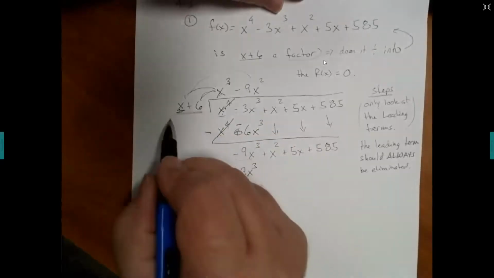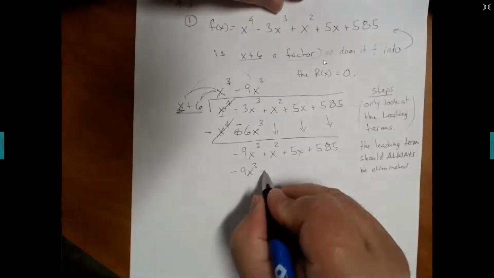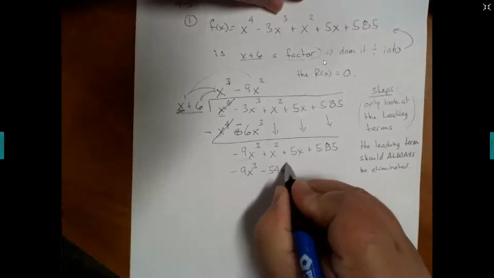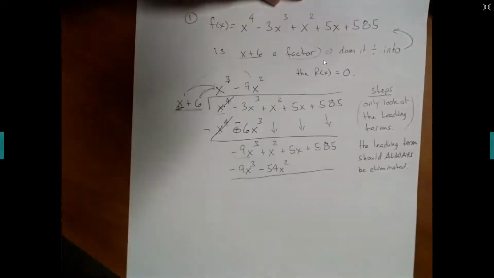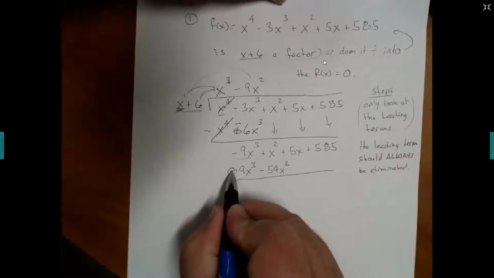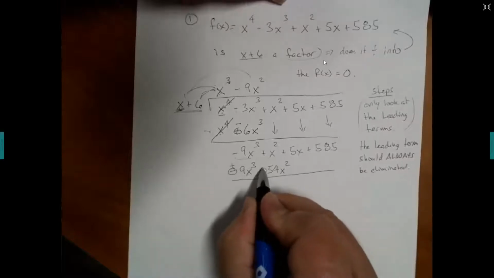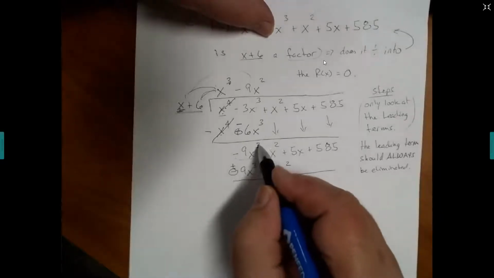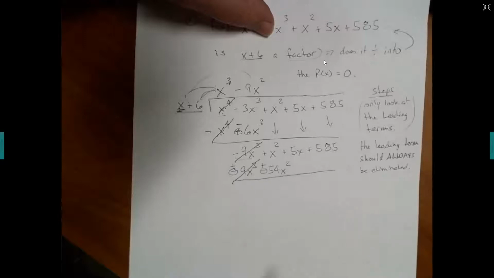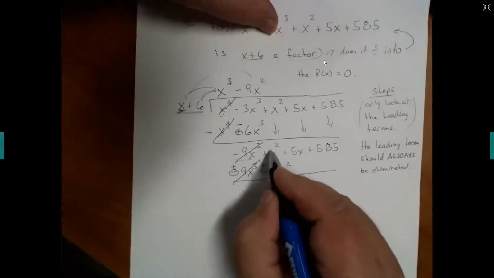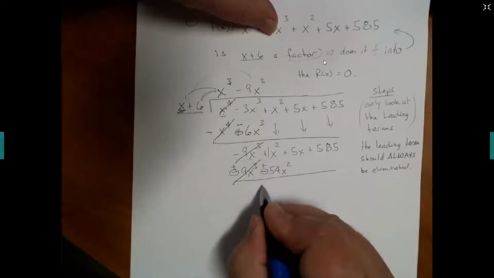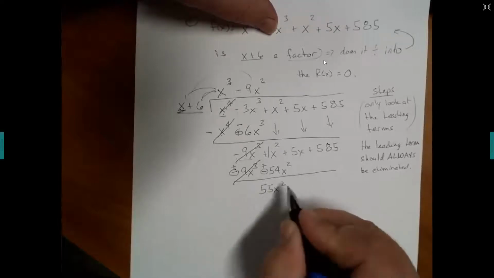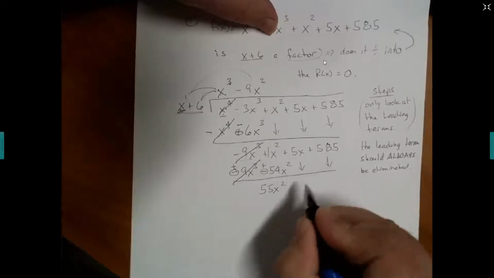So I've multiplied both of these guys. So negative 9 times positive 6 is negative 54x squared. Now I have to change these signs. That one changes to a plus, and that one changes to a plus. Change the signs, now add. Negative 9x cubed plus 9x cubed, they cancel. 1x squared plus 54x squared is 55x squared. And bring down everything else.